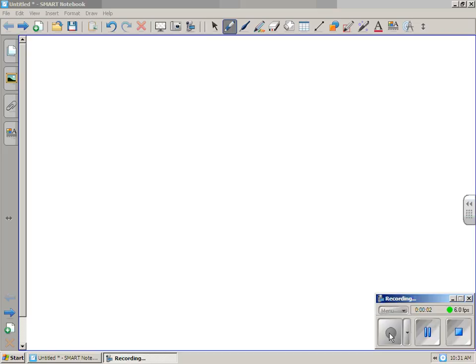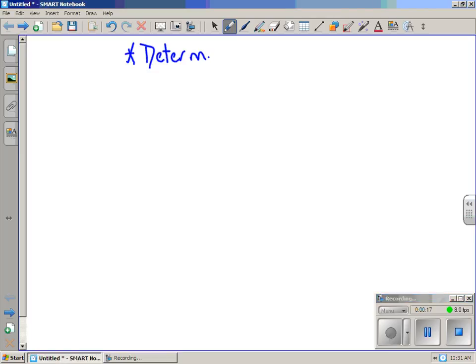Today's lesson is determinants. This is from lesson 9 classwork. A few lessons ago we talked about systems of equations, and determinants was one way of solving systems. So we're going to talk about determinants.